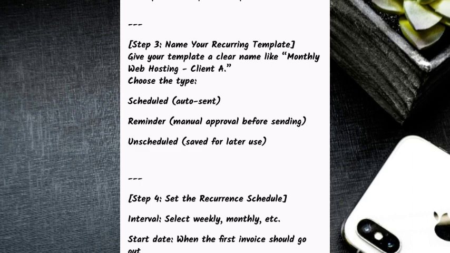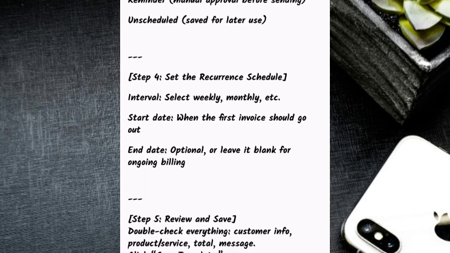Next is to set the recurring schedule. It could be interval, select weekly, monthly, etc. You're going to set the start date, that is when the first invoice should go out, as well as the end date. This is optional, you could just leave it blank for ongoing billing.